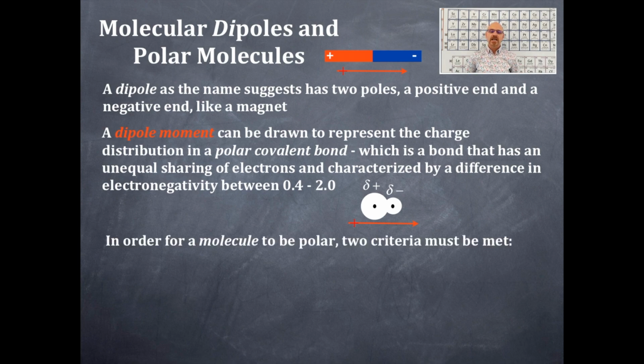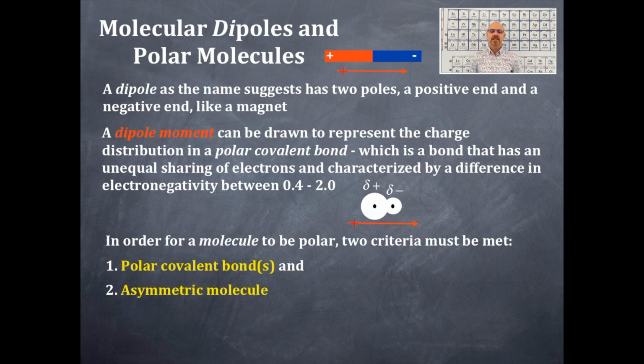All right, so in order for a molecule to be polar, two criteria must be met. Number one, you must have a polar covalent bond. That's a large difference in electronegativity between 0.4 and 2.0. That's not that difficult to come by. And two, you must have an asymmetric molecule. If you looked at the previous video, we talked about molecular geometry and asymmetrical molecules. Some of those molecules are just asymmetrical and they're polar by definition, period.